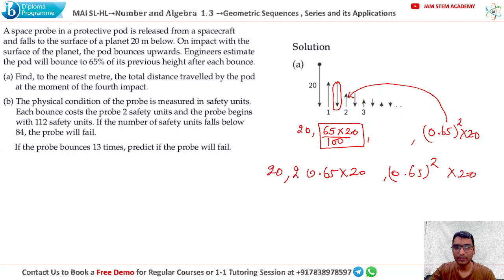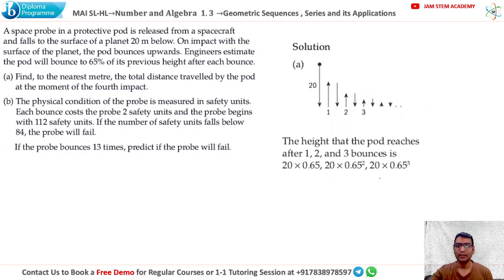It covers two times the distance, so let me write two times also. As you can see, in order to get the next term, I'm multiplying the previous term by 0.65, which represents it's a GP. It's a geometric sequence, right? So these are the distances, right?